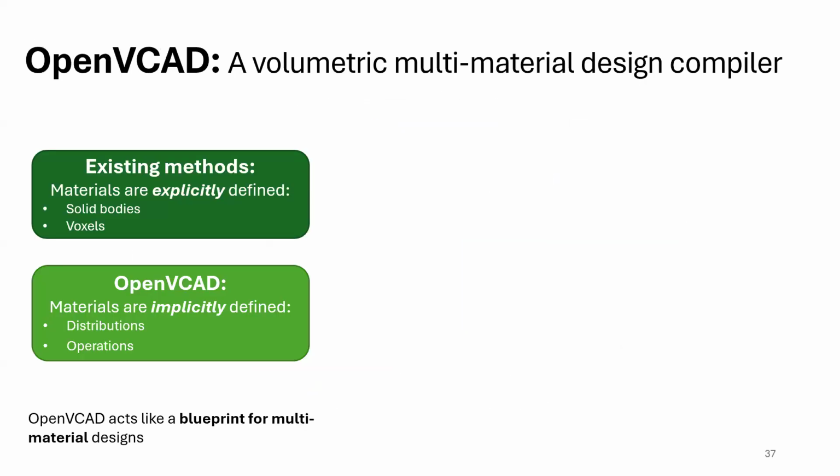So OpenVCAD describes itself as a volumetric multi-material design compiler. What that means is where existing methods are defining things explicitly, so using solid bodies, so different homogeneous designs, or voxels, OpenVCAD is going to do everything implicitly. We're going to have distributions, and we're going to perform operations over those distributions. OpenVCAD acts like a blueprint for these multi-material designs.